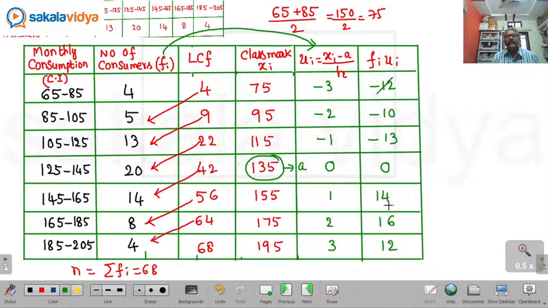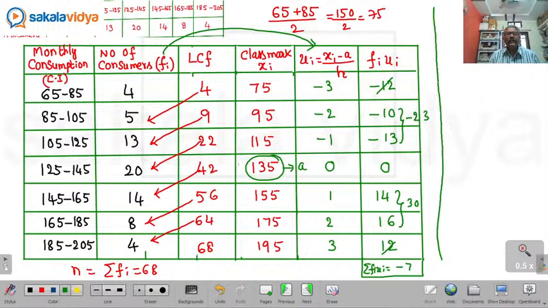This minus 12 plus 12 gets cancelled. Add these two, this will be 30. Add these two, this will be minus 23. Plus 30 minus 23, actually you will be getting minus 7. This is sigma Fi ui. Okay, so now what do you get now here?